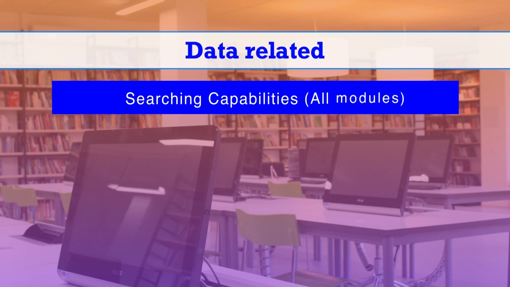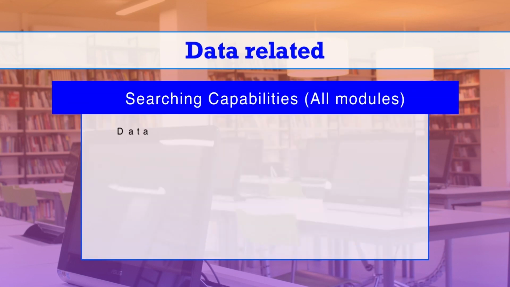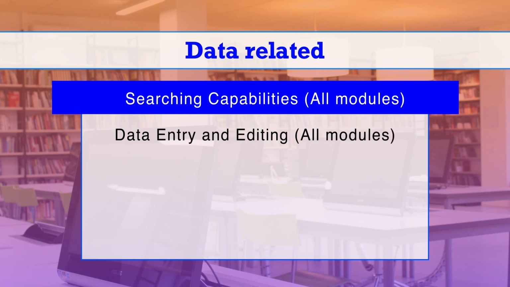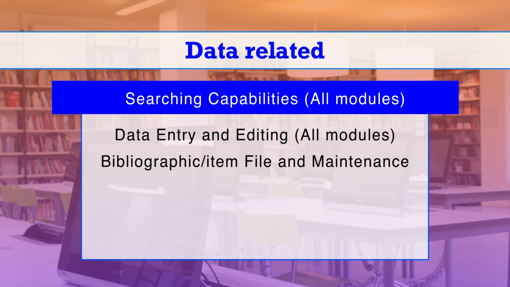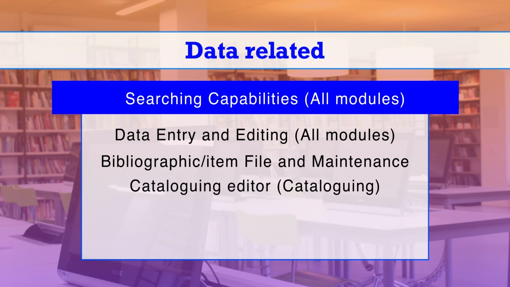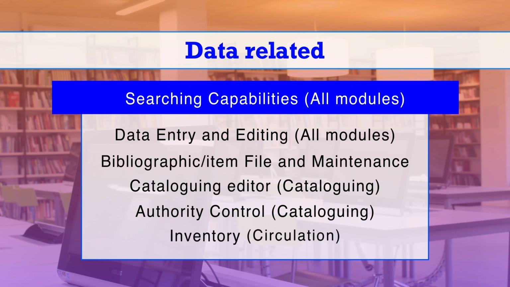Now you see, in the next part we can go for different kinds of data related activities, generic parameter functional checklist, like search capabilities, data entry and editing, then bibliographic item support, item file support, maintenance, cataloging editor, authority control, inventory control in the circulation module, all are data related activities. So these are the functional checklist you need to perform.